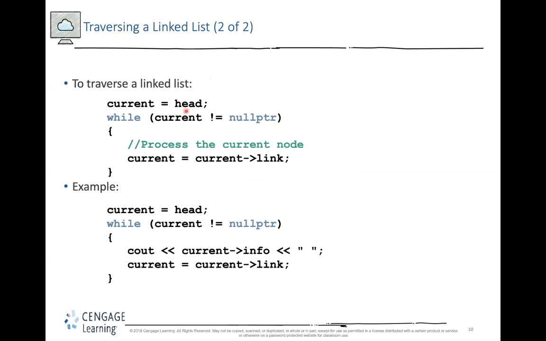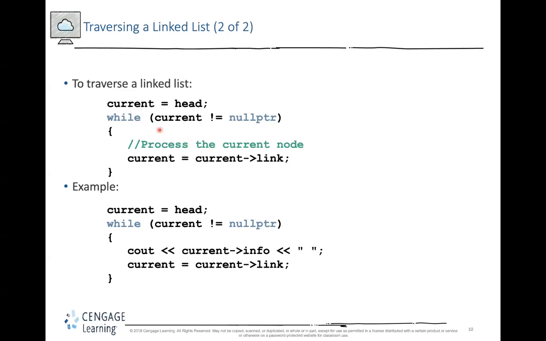So first we'll start with the head. And then we're going to loop through. Each time we're going to retrieve the current node and do something with it. And then we get the next node by accessing its link. And so by doing this in a while loop, we'll go through all the nodes in the list.